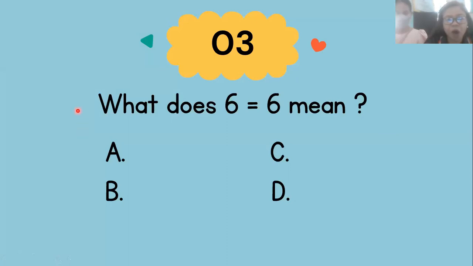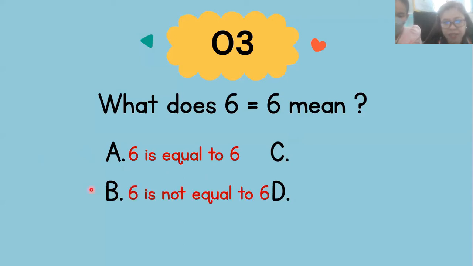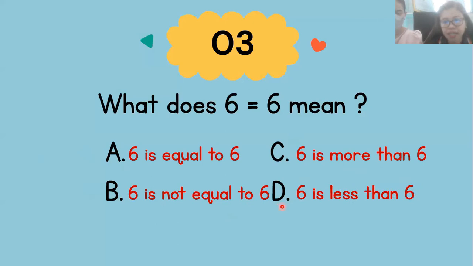Okay, what does this mean? So if you have 6 here plus this symbol and 6 here. So what does it mean? A, 6 is equal to 6. B, 6 is not equal to 6. C, 6 is more than 6. D, 6 is less than 6.